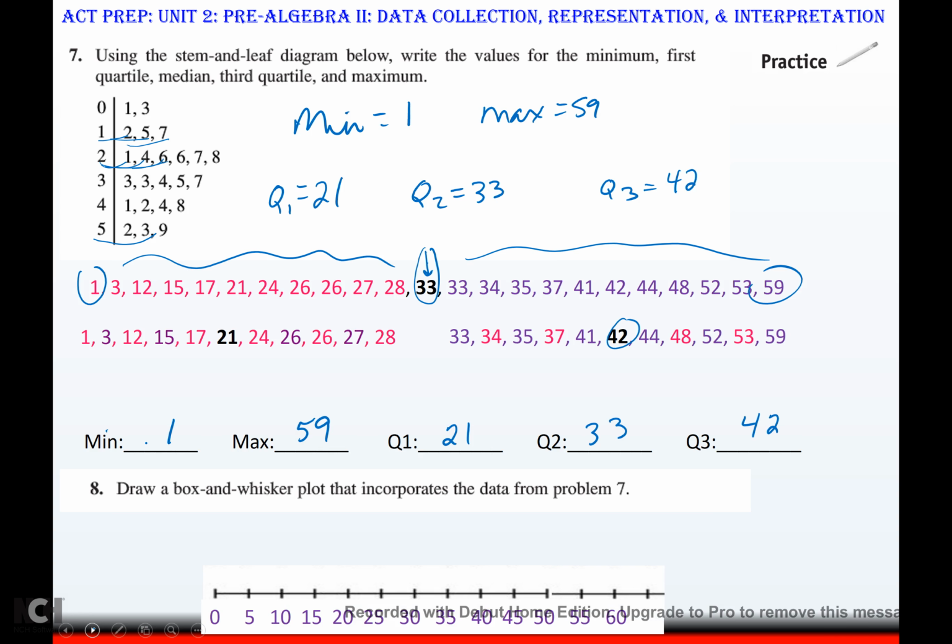So I get myself a little number line. Alright, I have my minimum is 1, my maximum is 59, and again I draw my line so I can kind of keep things straight here. Okay, and then I add my quartiles. My Q1 is 21, about right there. Median is 33, about right there. Q3 is 42, about right there. And you draw your box. And there you go. And there's your box and whisker.